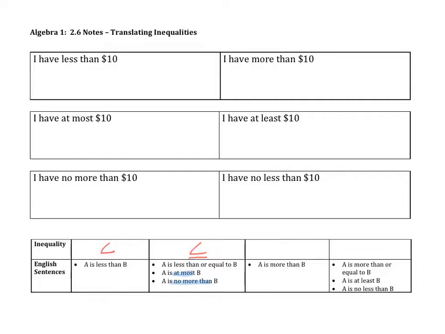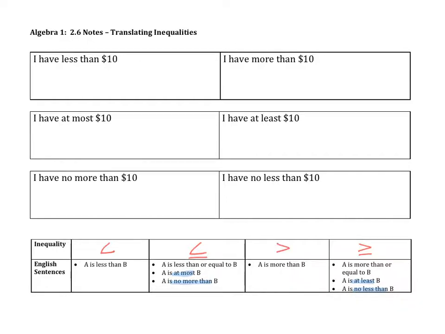If you see the words more than, that is just going to be the greater than symbol. And then if you see more than or equal to, or greater than or equal to, it's going to be the greater than or equal to symbol. The other keywords that you might see for the greater than or equal to symbol would be the words at least and no less than. Okay, so using these inequalities and the words that they represent, we're going to translate these words into inequalities.